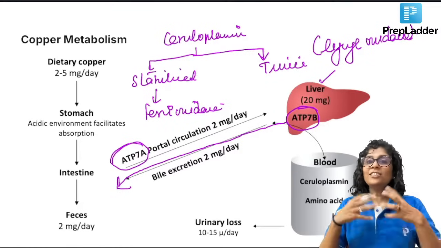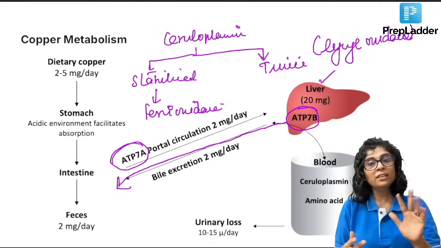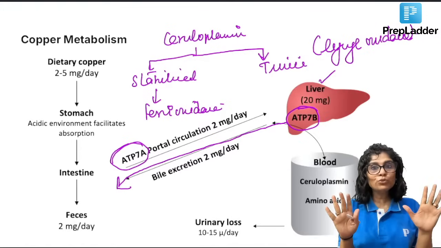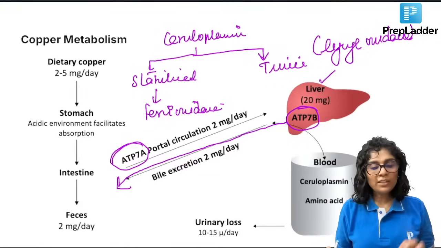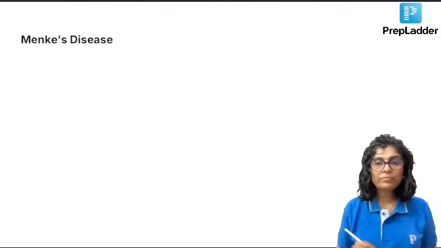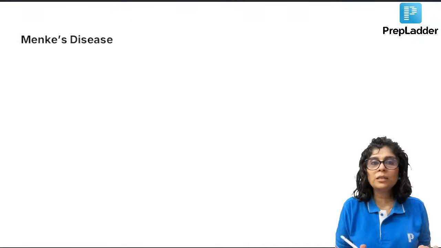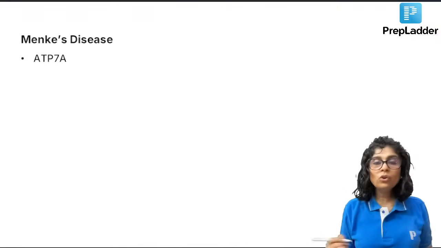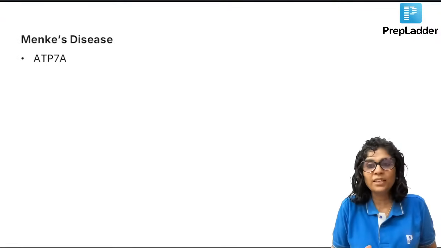So it gets incorporated into lysyl oxidase, superoxide dismutase, that is done by ceruloplasmin. Are you clear about this? This is an overview of copper metabolism. Now, what is Menkes disease? Menkes disease is because of a mutation of ATP7A. So you're going to tell me what will happen when ATP7A is not working properly.